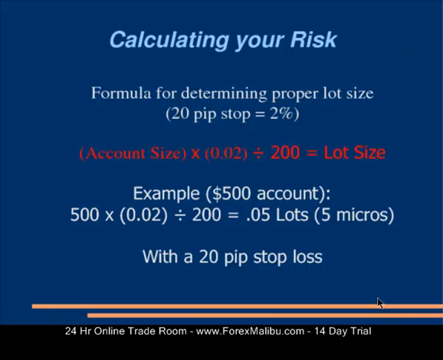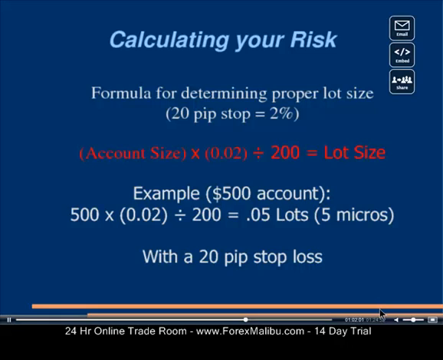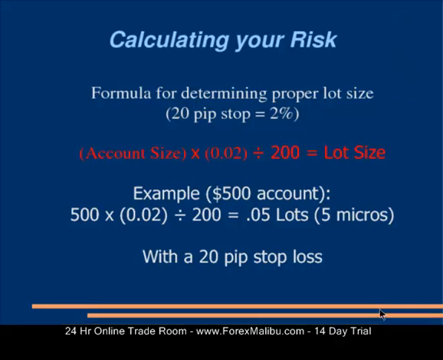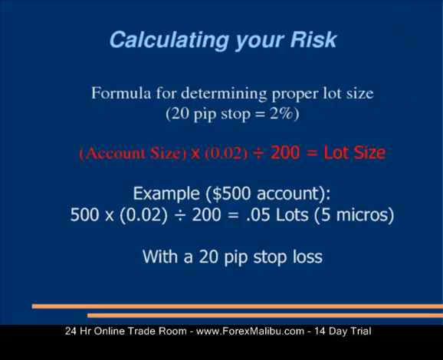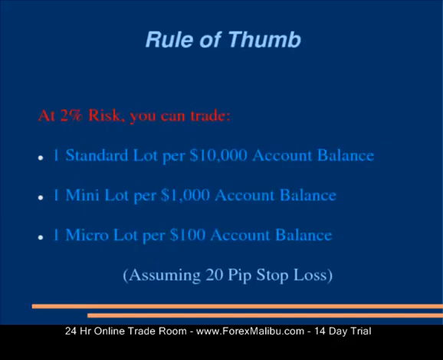All right, so starting to see our rule of thumb here. At 2% risk, assuming a 20 pip stop loss, you can trade 1 standard lot per $10,000 in your account, or 1 mini lot per $1,000 in your account balance, or 1 micro lot per $100.